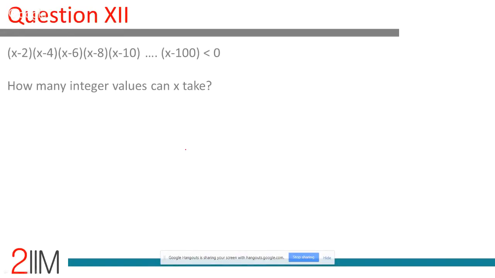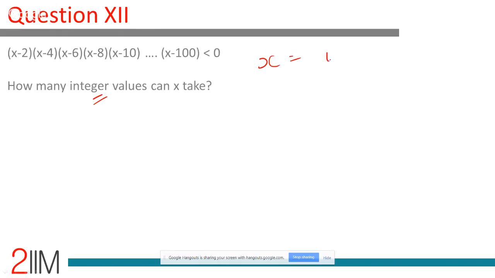(x minus 2) into (x minus 4) into (x minus 6) into (x minus 8) all the way to (x minus 100). Straight away you can take it for granted that there's no algebraic way of doing this. We're not going to find an x power large number equation and then factorize it and solve it and all kinds of stuff. That is ruled out. And think of what you're doing here. The best way to go about these questions, especially when the condition says integer values x can take: plug in a few integer values. Put in a few values.